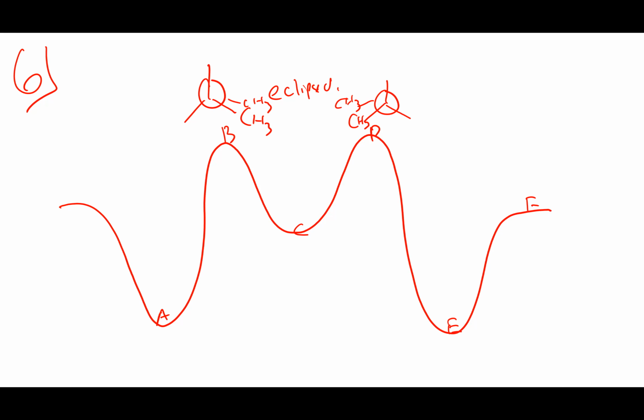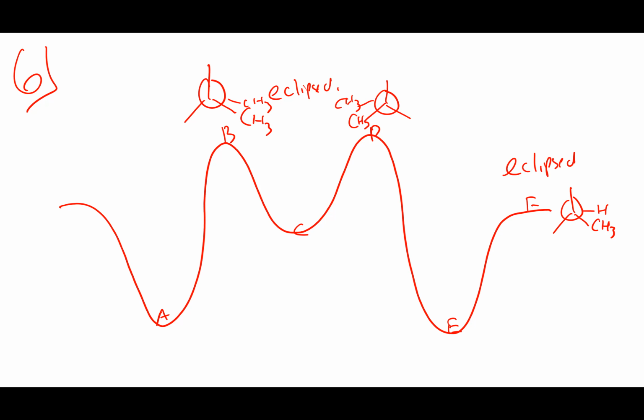F is going to be eclipsed, but the methyl groups are not going to be right on each other. They're going to be on a hydrogen. So I'll draw one, but you'll have a methyl group here. You'll have a hydrogen, and it'll just be alternating hydrogen, methyl. So you'll have it eclipsed, but the methyl groups are not on top of each other like they were in B and D.